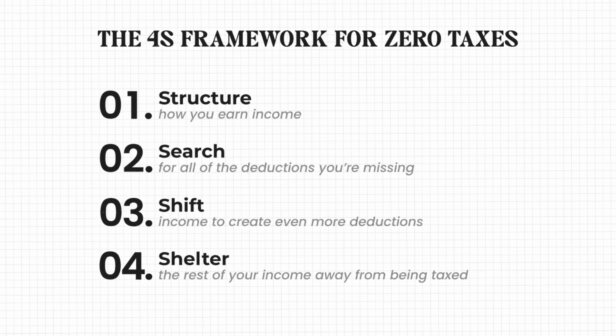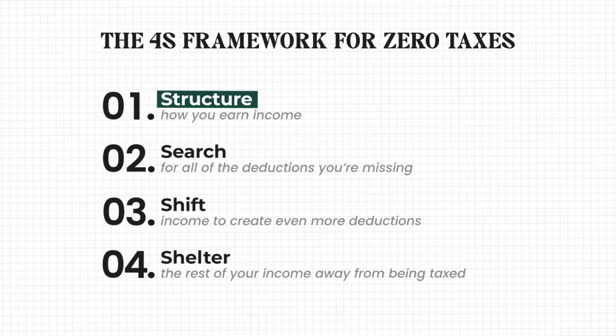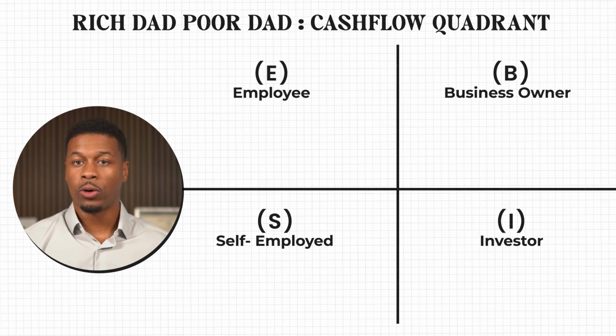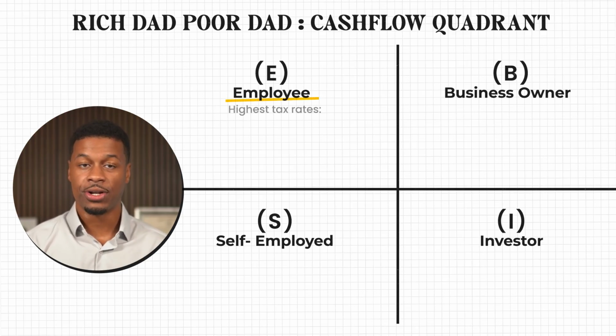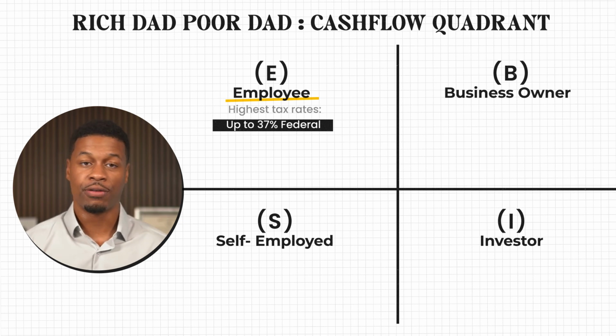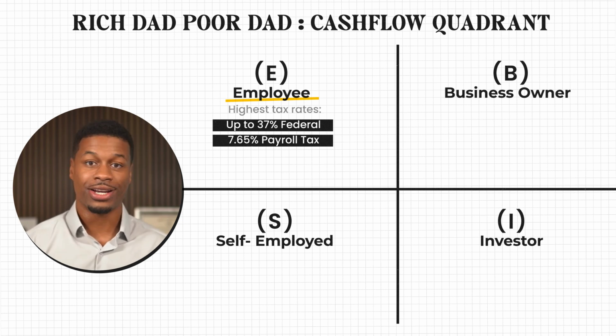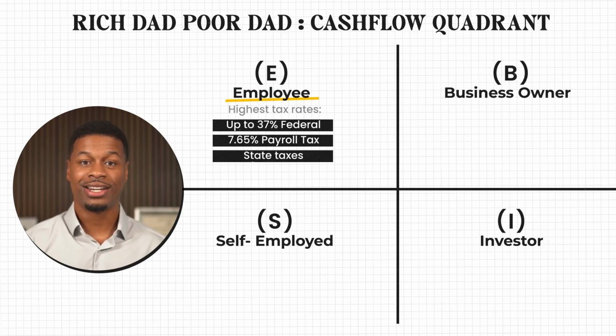So let's go ahead and walk through our framework in order to do this, starting with the first S, which is structure. This is going to be your foundation. The structure in which you earn income will directly affect your taxes because the IRS taxes different types of income at completely different rates. Let's illustrate this using the Rich Dad, Poor Dad cash flow quadrant, which shows the 4 ways to produce income. So when you are an employee, you pay the highest rate of taxes. You pay ordinary income tax up to 37% federally, plus payroll tax like Social Security and Medicare at 7.65%, plus state taxes.